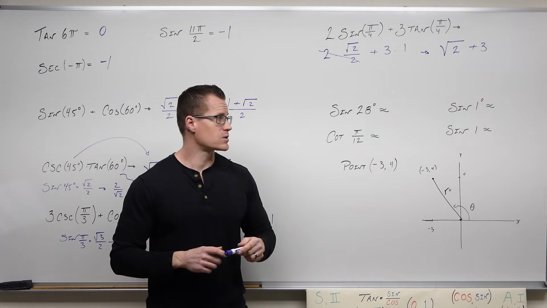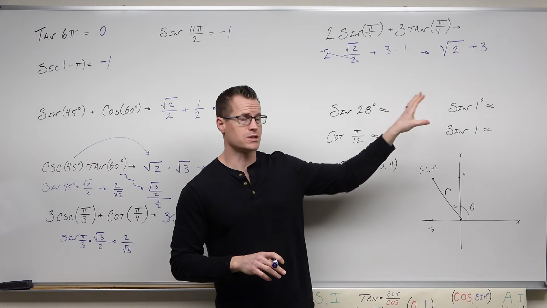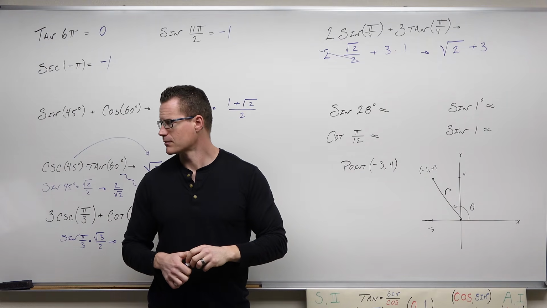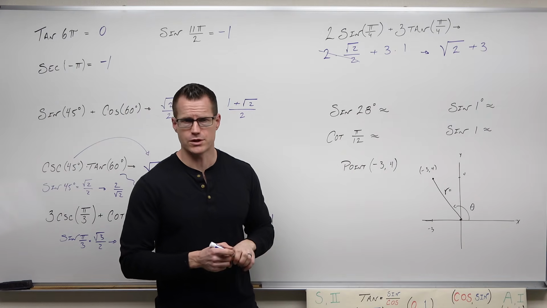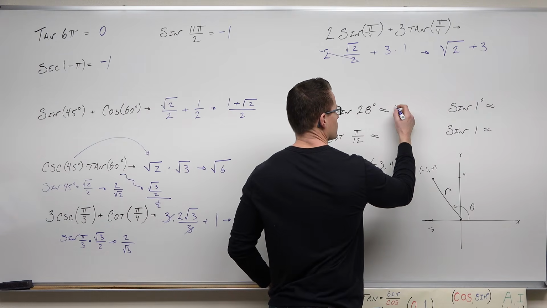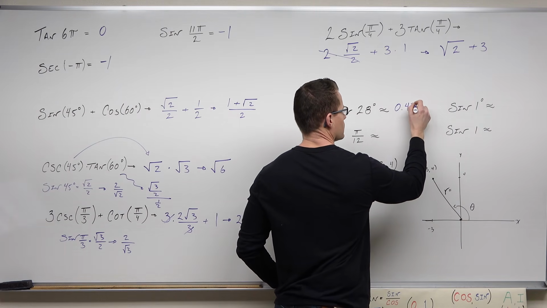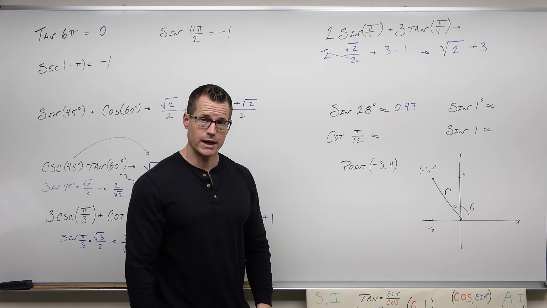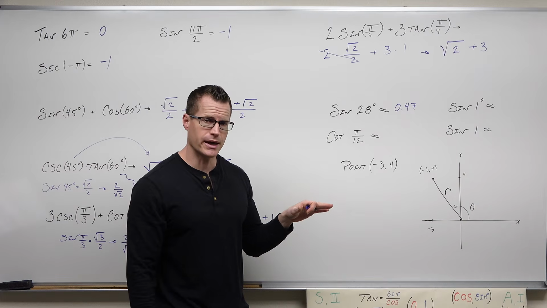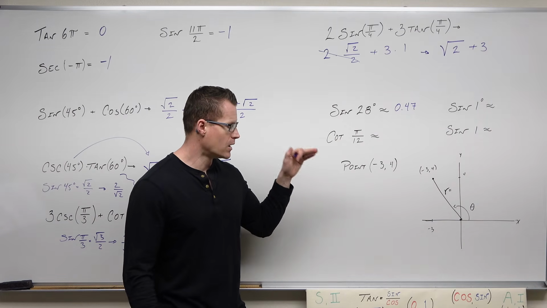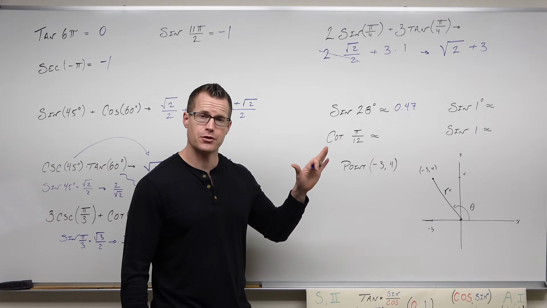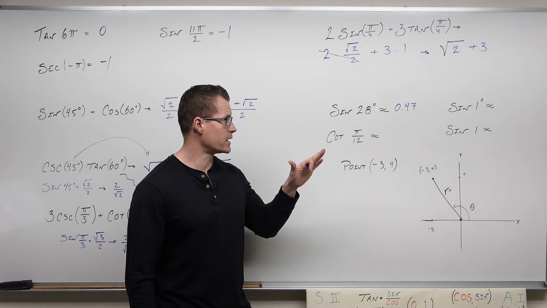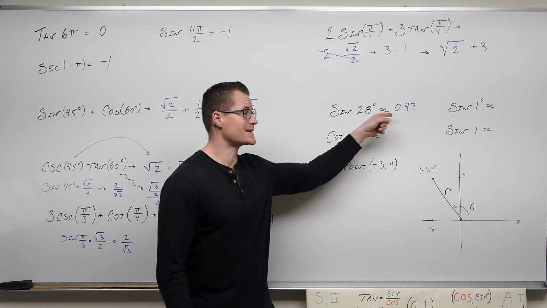So if you're trying this on your calculator right now, notice that these are approximations. They're not going to be exact for you. Sine of 28 degrees is about 0.47. Why? Well, 28 degrees is just less than, hopefully you have a unit circle in front of you right now, 28 degrees is just less than 30 degrees. Sine of 30 degrees is 1/2. So sine of 28 degrees is just below 1/2, and that's exactly right.